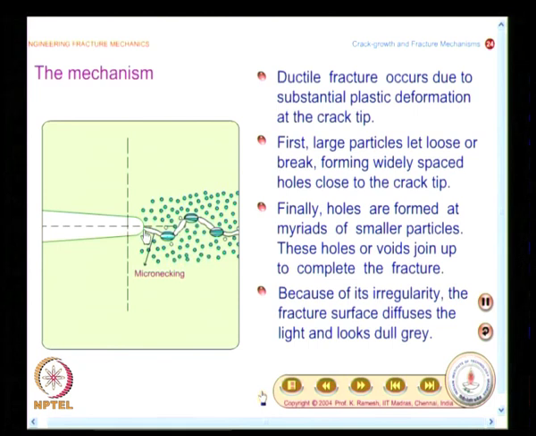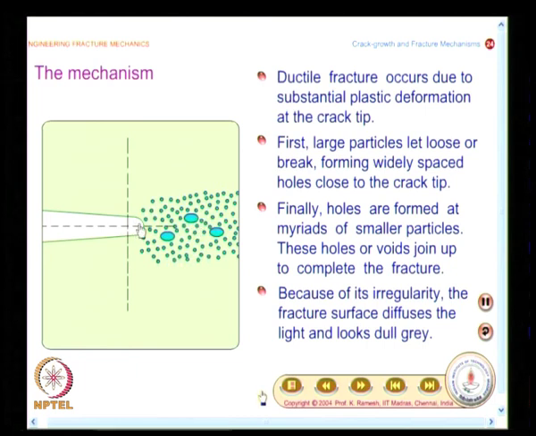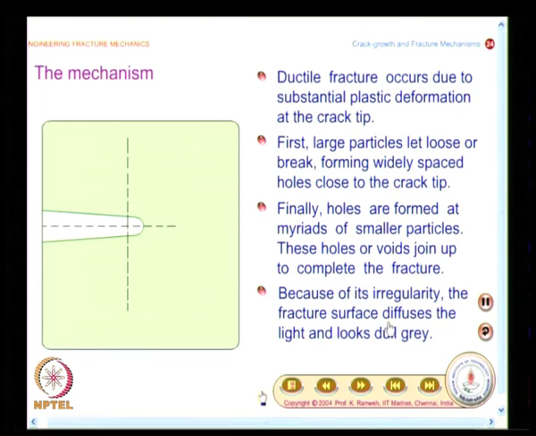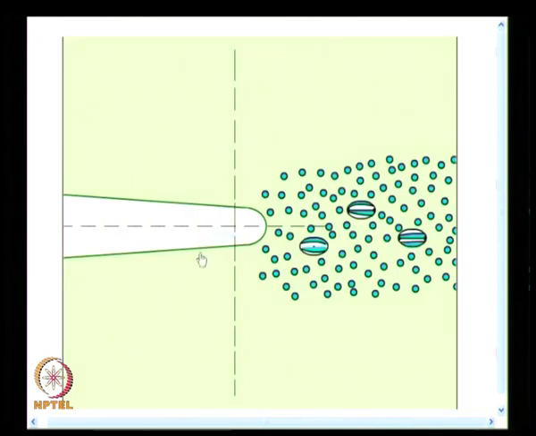And what you find here is the holes are joined, and you find the crack proceeds at a microscopic level in a zigzag fashion. At a macroscopic level, it is proceeding straight as shown by the arrow, and because of the irregularity, the fracture surface diffuses the light and looks dull grey. So, we will now have a closer look at the animation. This shows the last part of it, where voids are joined due to micro necking, and you have crack propagation.